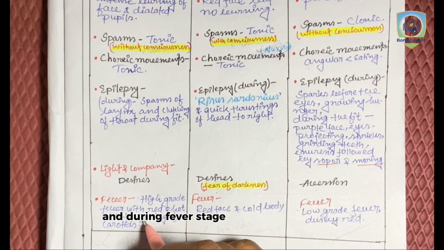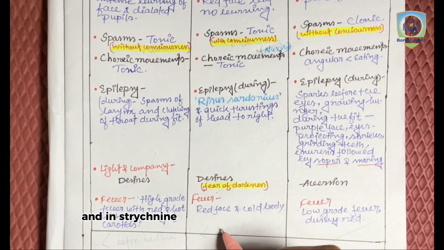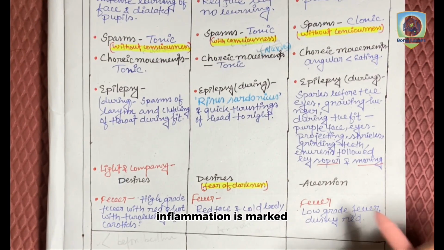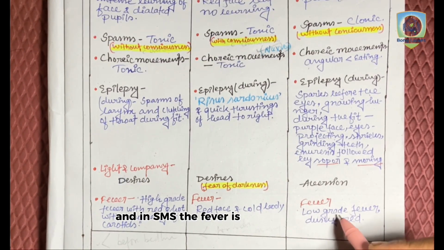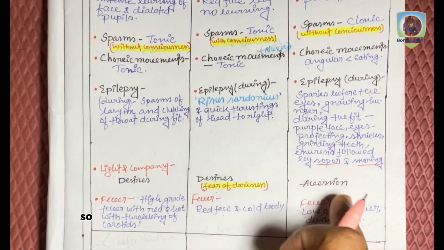And during the fever stage, especially delirium comes in the fever stage. So we can see the fever stage of these three medicines. In belladonna, high grade fever with red and hot face with throbbing. And in stramonium, especially red face but cold body, because true inflammation is not marked here. And in hyoscyamus, the fever is low grade, because no inflammation is occurring. These are the fever stage.